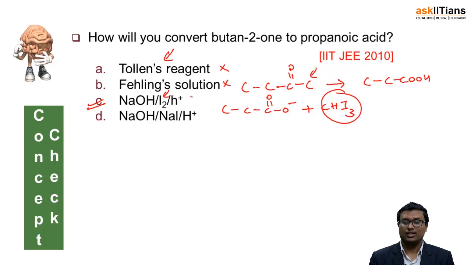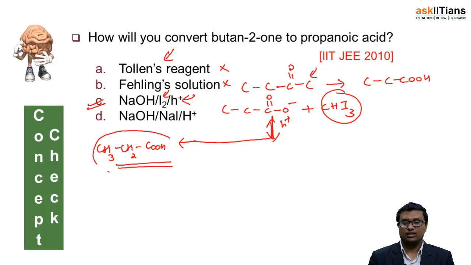And remember what is happening next, you are using hydrolysis. That means this, on undergoing hydrolysis, converts into propanoic acid, CH3CH2COOH. So the answer is, in the iodoform reaction, a higher chain methyl ketone can be converted into a lower chain carboxylic acid. That is, butan-2-one can be converted into propanoic acid. The answer is C.